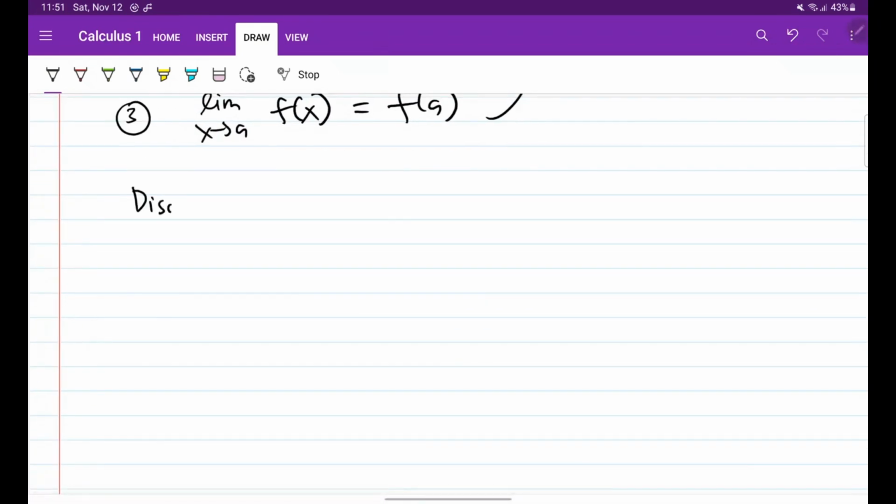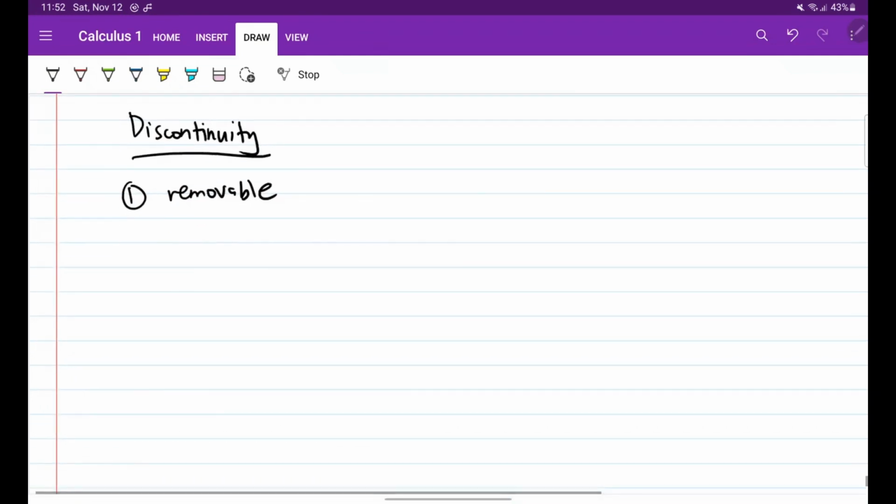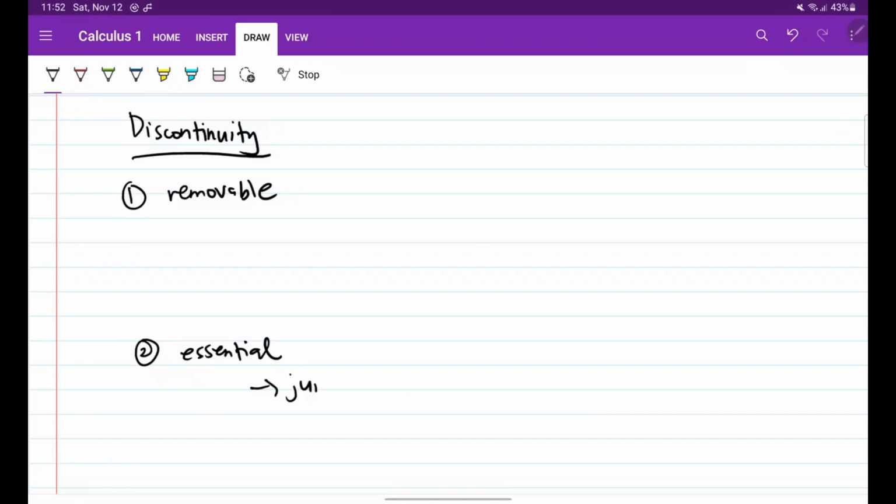So, discontinuity. So, we have three types. So, the first one is removable. The second one is essential. And yung essential, meron tayong two types. The first one is jump. And the second one is infinite. So, let's go to removable discontinuity muna.